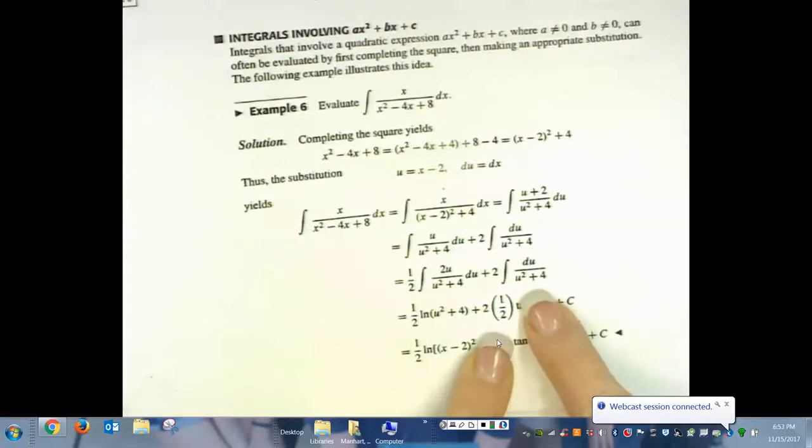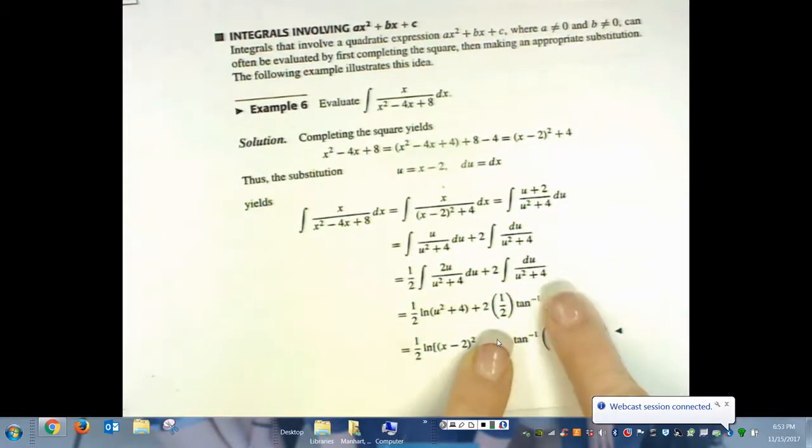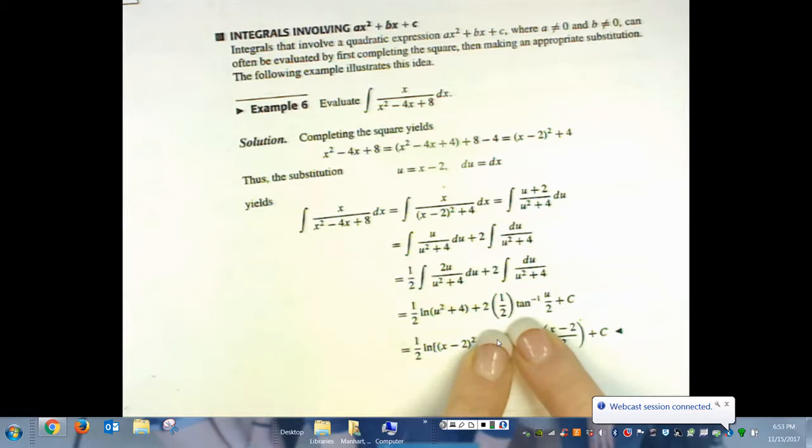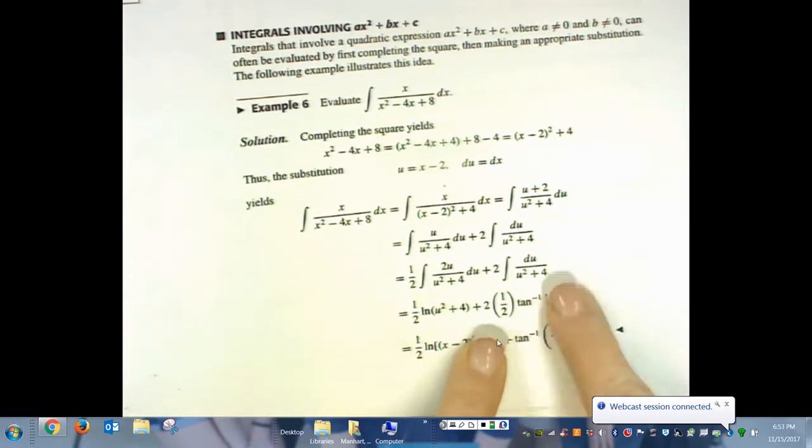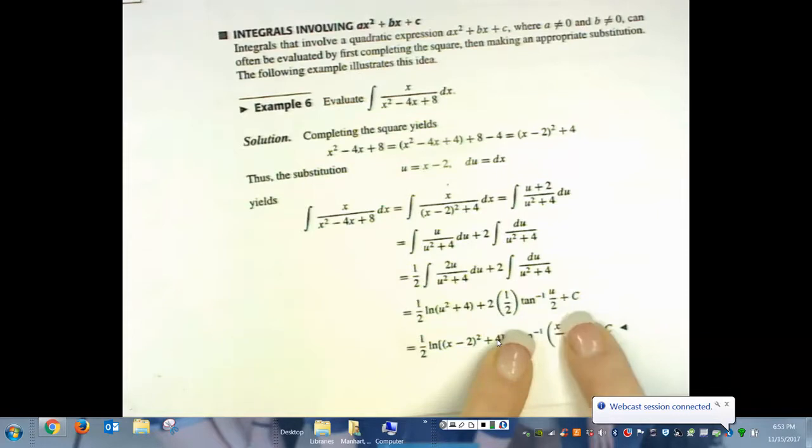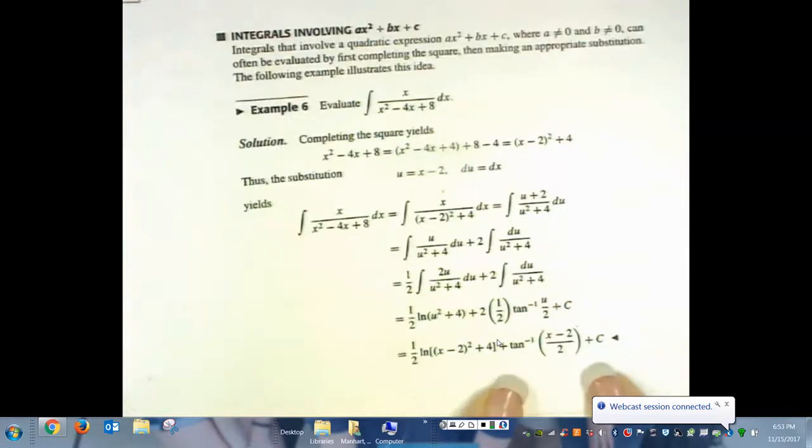This one, if you go all the way back to your previous test, is u squared plus a squared, and this is the formula for inverse tangent. Remember, it's 1 over a, inverse tangent of u over a. So that's 2 times 1 over a, which is 2, inverse tangent of u over 2, u over a, plus c. And there's your final answer.